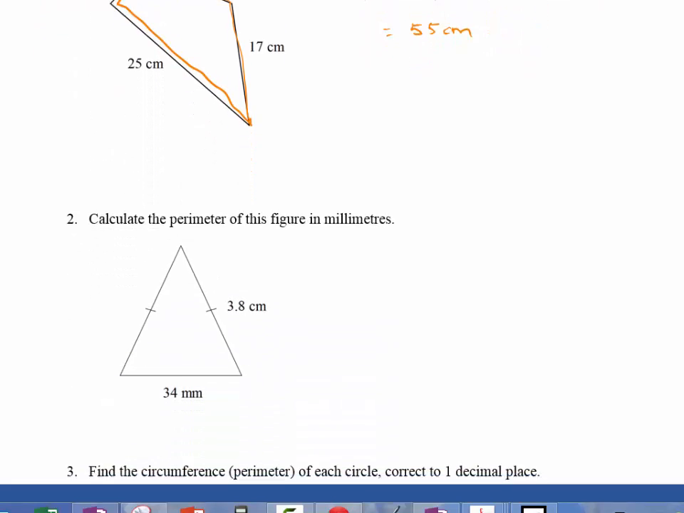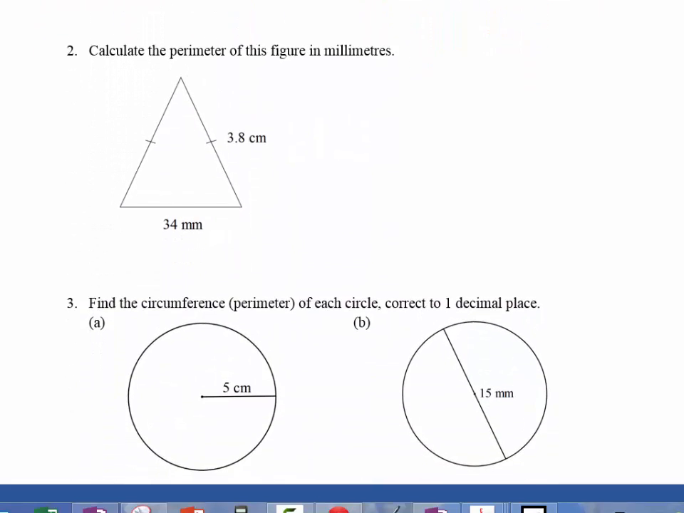So let's have a look at a couple more then. So here I have another question. Calculate the perimeter of this figure in millimetres. Now one of the tricks of general maths is that you will need to make sure the units are exactly the same. In this case we've been told that the units must be millimetres, and we know from our conversion that 1 centimetre happens to be 10 millimetres. So we're going to multiply this by 10, which means my decimal place moves one place. So this is 38 millimetres.